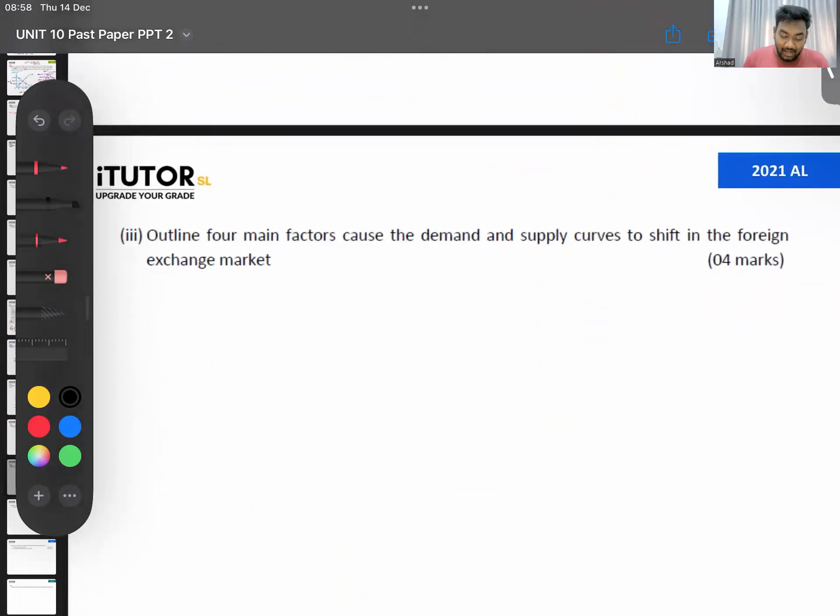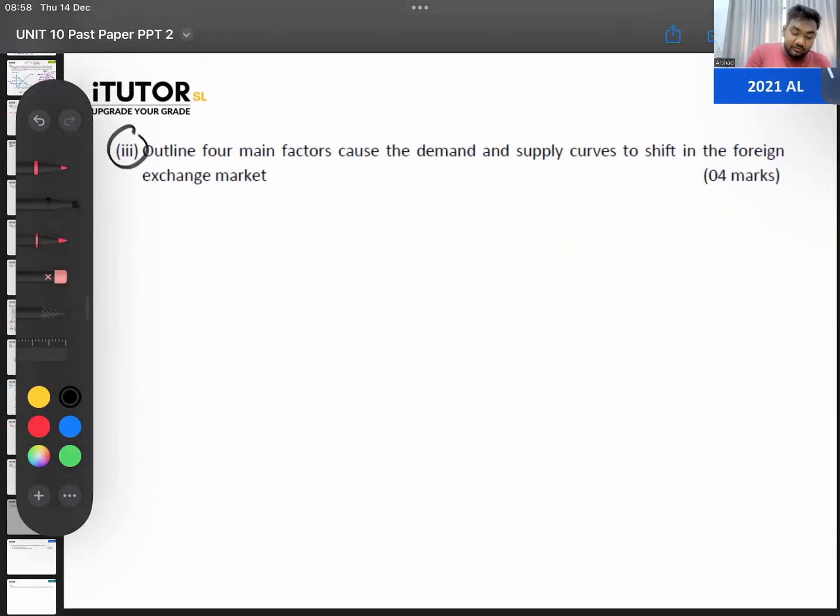Then part 3, outline 4 main factors that cause the demand and supply curves to shift in the foreign exchange market. Now, tell me, what factors affect the demand and supply of a currency in the foreign exchange market? Okay, yes, definitely international trade. That is number 1. So international trade will include what, Lamai? So you have to outline. So outline means you have to give a small, brief 1 to 2 line explanation. So international trade, you can say, what is it? Will include your exports and imports.